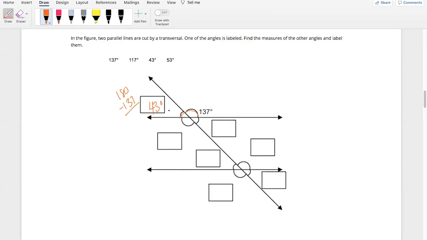We got our vertical angles, so directly across, this one's going to be 43. This one's going to be 137. And then these are all corresponding angles. So as long as they're in the same location, like this top right, this one's 137. This one would be 43. This one, 137 and 43. It's kind of like a puzzle. Once you know one of them, you can figure out all the rest.